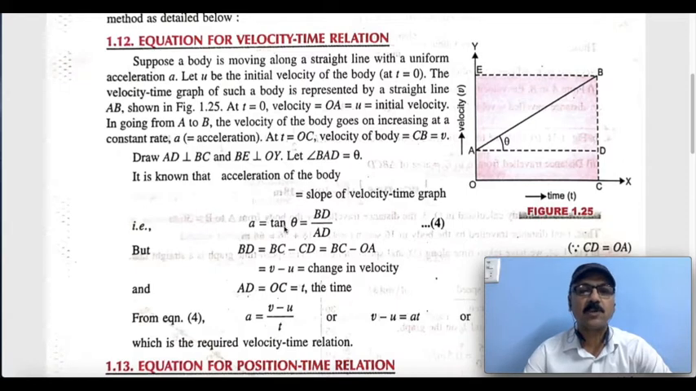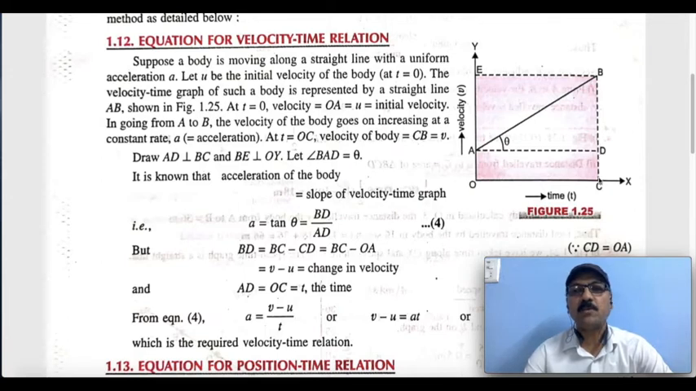This is also denoted by tan theta. Tan theta equals perpendicular by base. Theta is the angle here, and BD is the perpendicular and AD is the base of the right-angle triangle. This is the perpendicular, the front side of angle theta, and this is the base AD. So a, the acceleration, equals tan theta equals BD by AD, and here BD equals BC minus CD. This is BC, and this is CD.